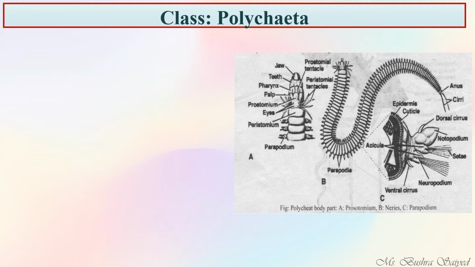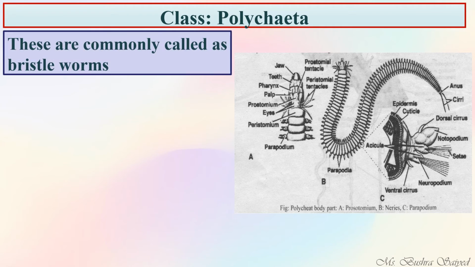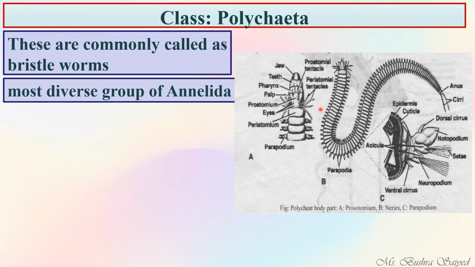So now we'll see the general characteristics of the class one by one. Polychaeta, when we talk about Polychaeta, we call them bristleworms since they have hair-like setae throughout their body. That is why it gives them a bristled appearance. The most diverse group of Annelida, it means that this particular class consists of the highest number of annelids.